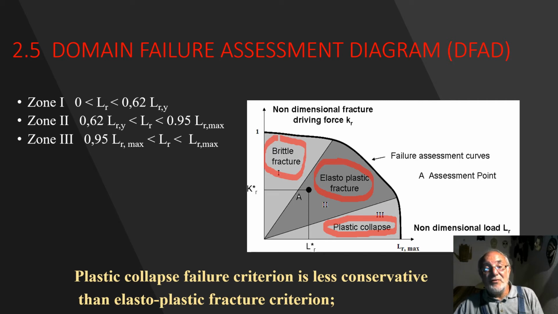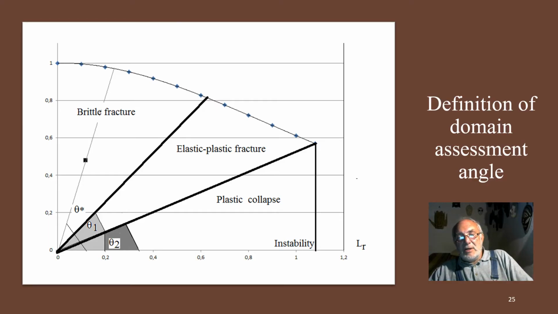The choice of the failure criterion is of importance because in some cases we don't know if we have to use the elastoplastic fracture or the limit analysis for plastic collapse. You have to know that plastic collapse failure criterion is less conservative than elastoplastic fracture criterion. The failure zone can be immediately obtained by analysis of the domain assessment angle. And we have two limit angles, the first θ1 for the elastoplastic fracture and the second θ2 for the plastic collapse.